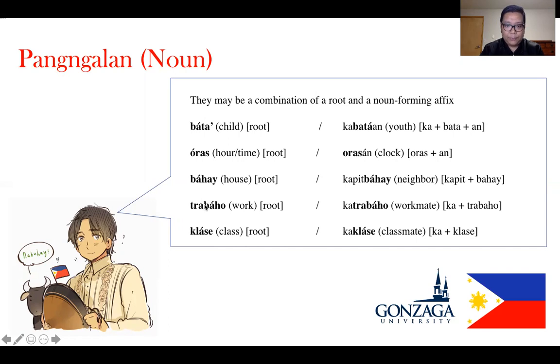Okay. Trabaho, it means work. And then when you affix the prefix ka, it becomes katrabaho, which means workmate. Klase, class, affix it with the prefix ka, the word becomes kaklase, which means classmate. So if you notice, if you affix the prefix ka to trabaho and klase, they become a workmate or a classmate. But this is not true to all words. Okay, it does not mean that ka means only mate. Okay, there could be other meanings for the prefix ka.